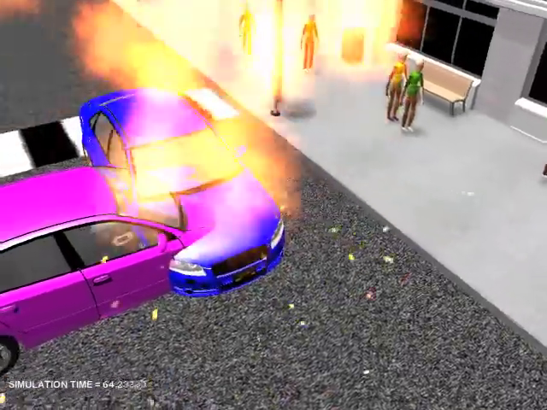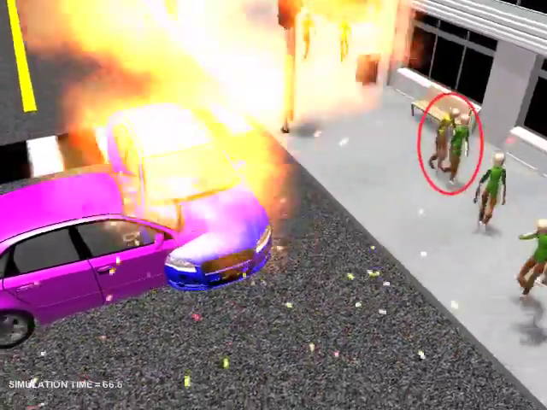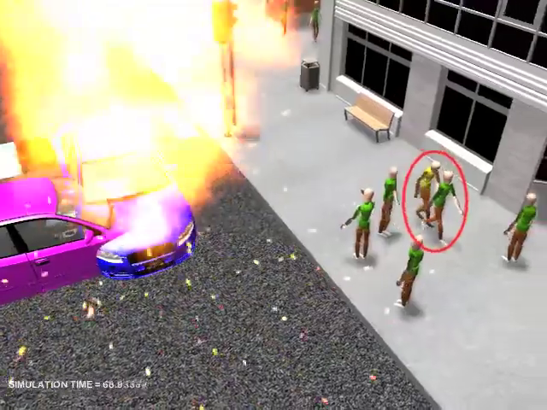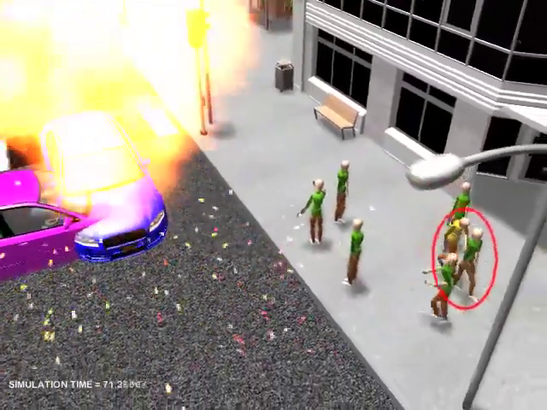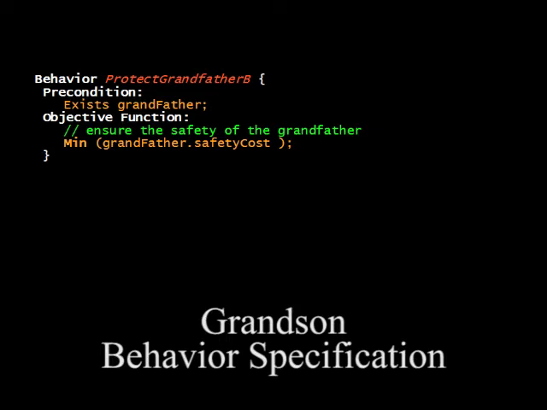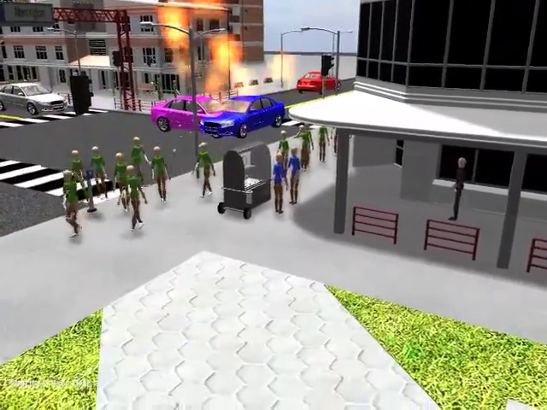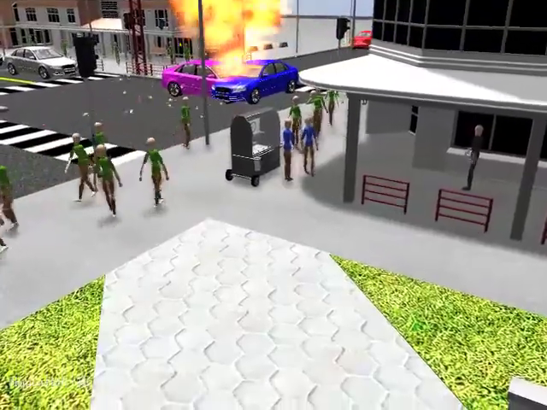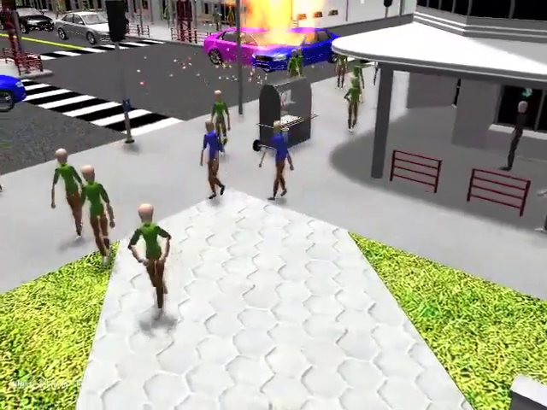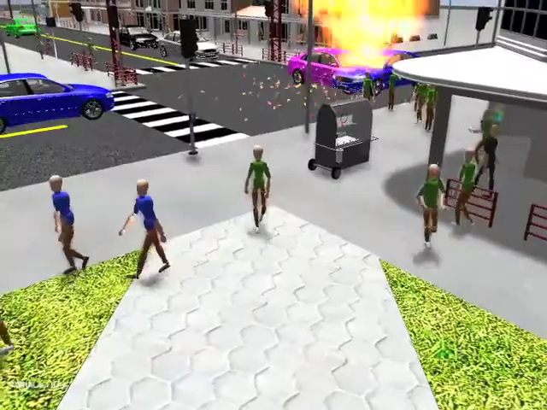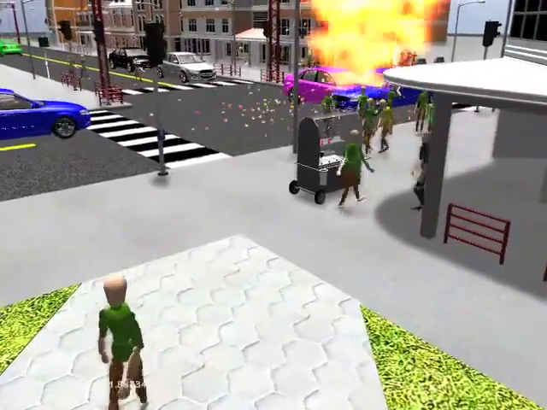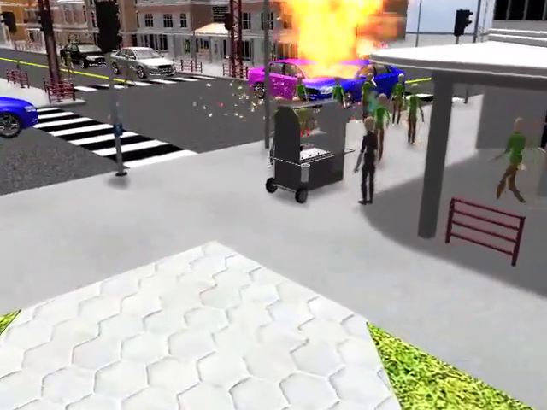When an accident happens, the grandson escorts his grandfather to safety. This behavior is generated by simply specializing the objective of the grandson to maximize his grandfather's safety. As a result of this crash, cautious pedestrians prefer to move away, while daring pedestrians find it interesting to explore the situation. This is achieved by specializing the cost of actions to indicate what actions are in an actor's best interest for a particular state.